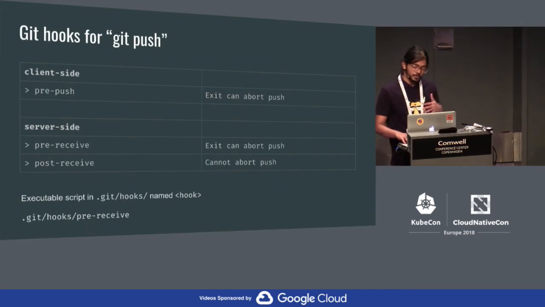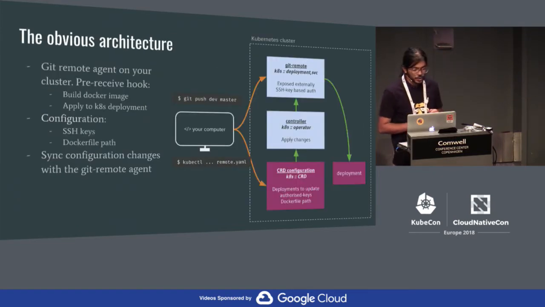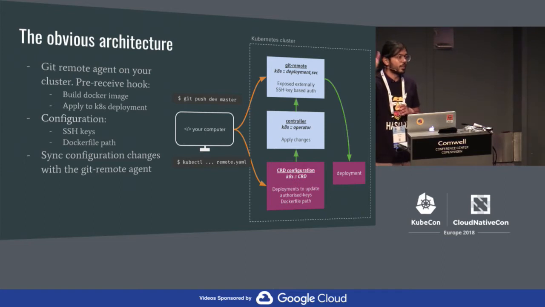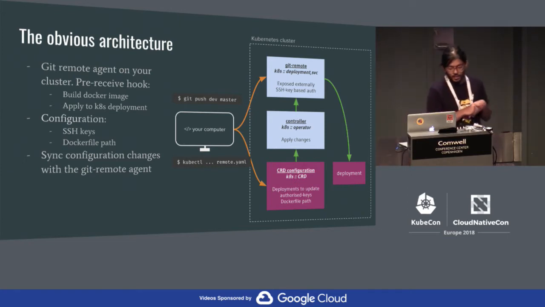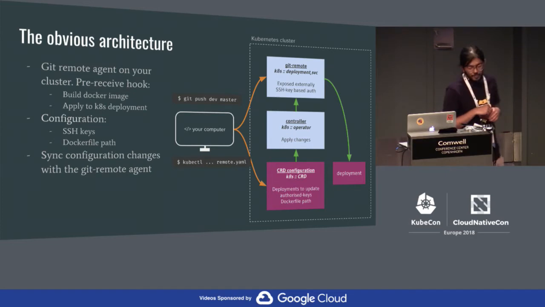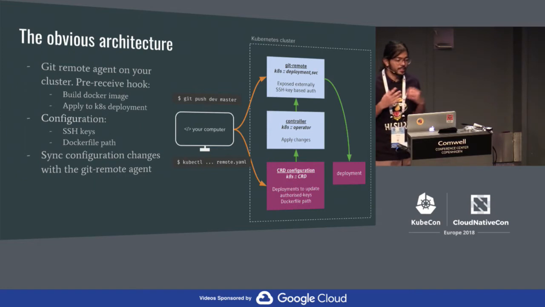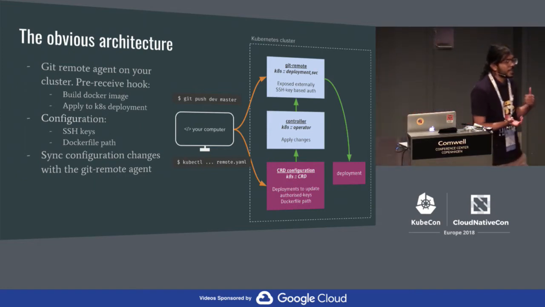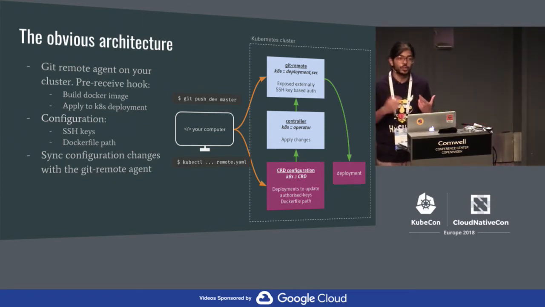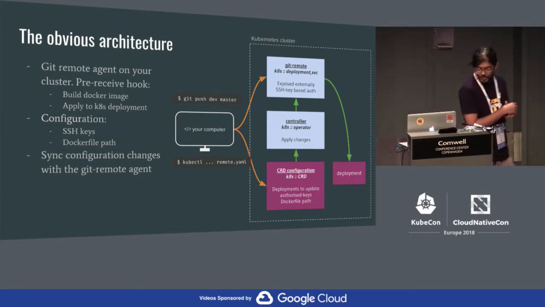And so if you want to build the system, the most obvious architecture, I should have done animations on these, but the most obvious architecture that would emerge is, hey, you need to have a Git remote agent on the server that you can actually push to, right? And that is the agent that is actually going to do the Docker build and then do the kubectl apply image, those three commands that we wanted to run. This Git remote agent will obviously need some configuration. The configuration it would need is the SSH key so that you can push to it. It would need the Dockerfile path so that it knows where the Dockerfile is so that it can build it in your repo.